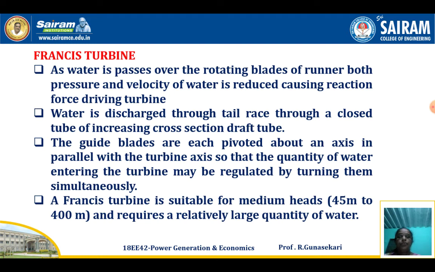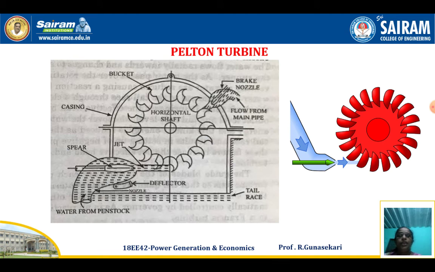A Francis turbine is suitable for medium heads, that is 45 meter to 400 meter, and requires a relatively large quantity of water. Then Pelton wheel turbine or Pelton turbine. You see the turbine, the arrow mark is the water, so the wheel rotates, so the energy is produced by the turbine.